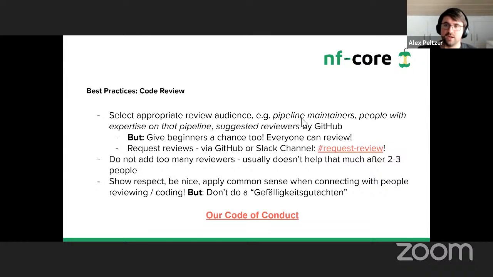It's also a good idea to ask people with expertise on that pipeline. If you know that there's a couple of people on the pipeline who know exactly about the mapping method that you want to add, then it might be a good idea to ask them for a review, because they might be experts on the topic and be able to judge whether what you did is good or could be improved.